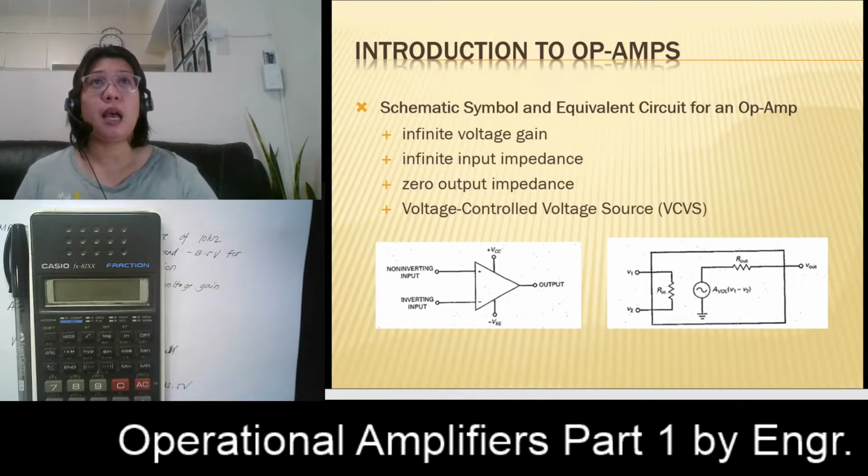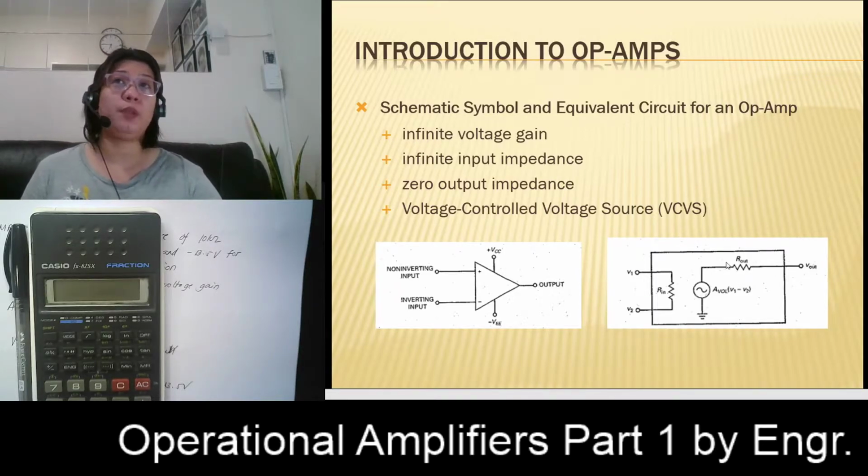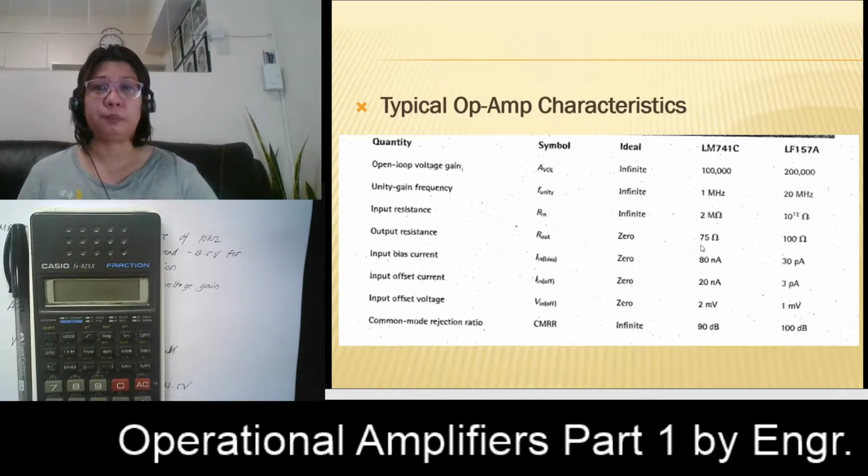As you can see, your input resistance is infinite. That means this represents an open circuit here. And then we have here your R out, which is practically equal to zero. So these are the typical op-amp characteristics. This summarizes the characteristics of an ideal op-amp.